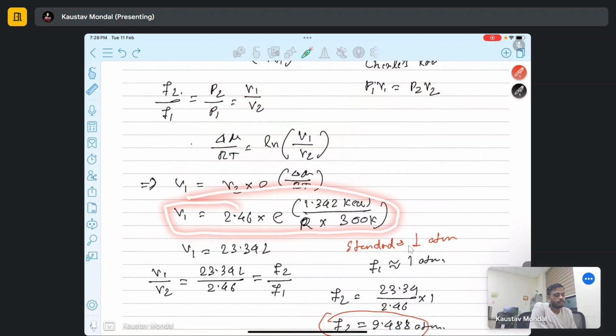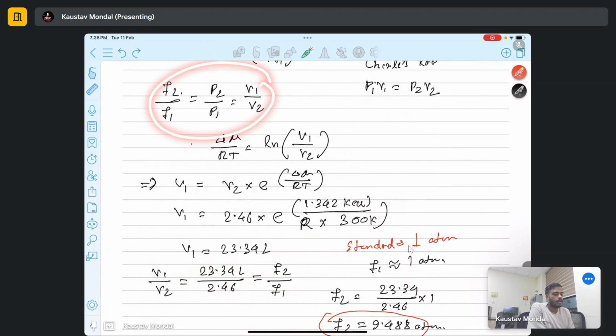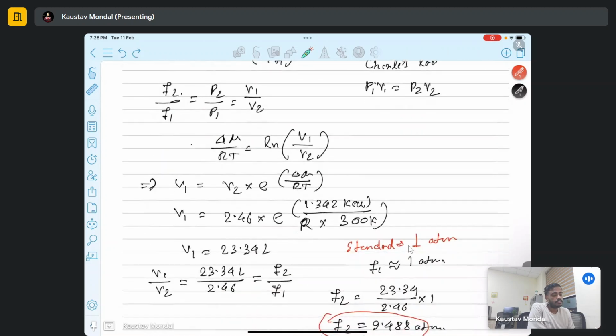Okay, the V1 would be simply this into this, so this V1 value will be 23.342. Now V1 you know, V2 you know, so if you just divide it, it will give you 23.342 by 2.46, and that is basically also equal to F2 by F1, right? So this we already know. Now F1, what is the value of F1?